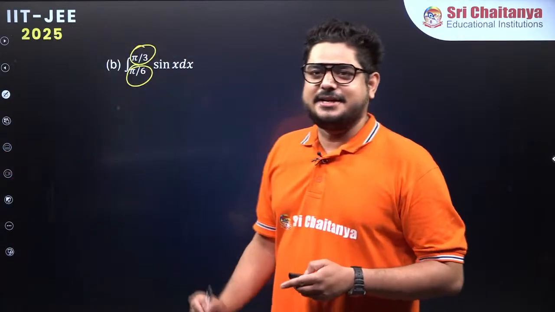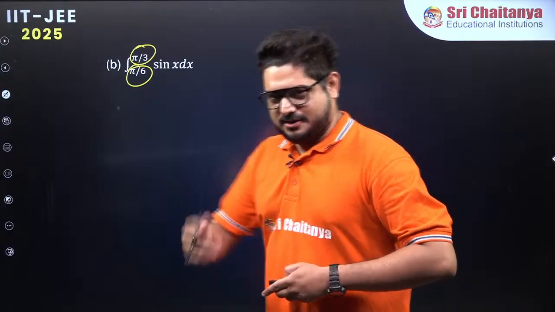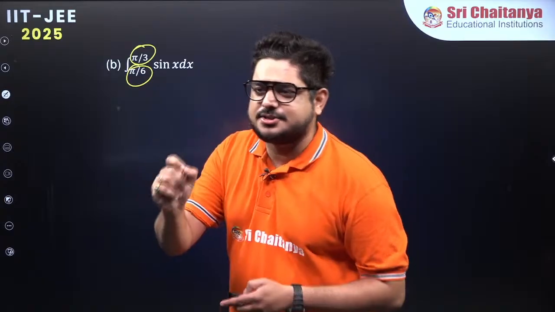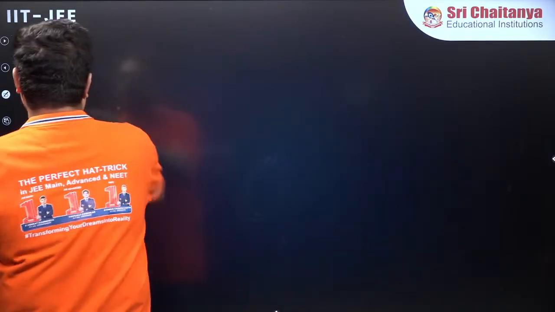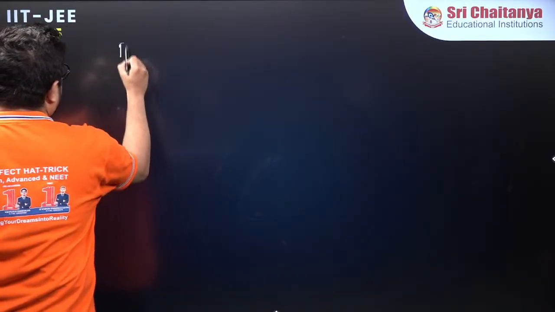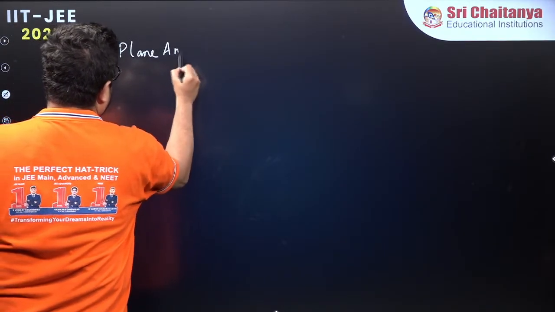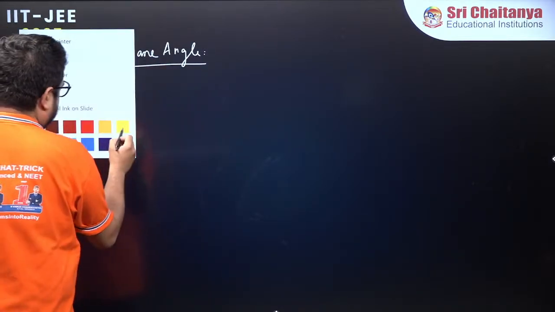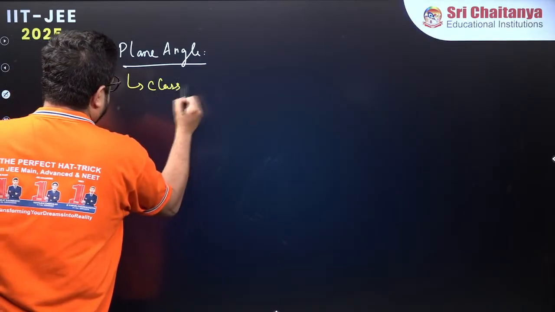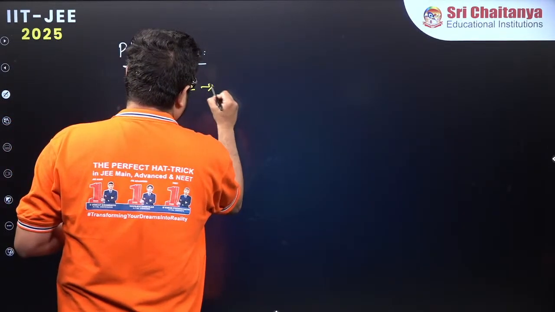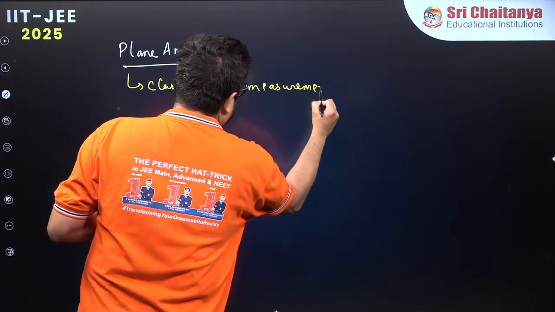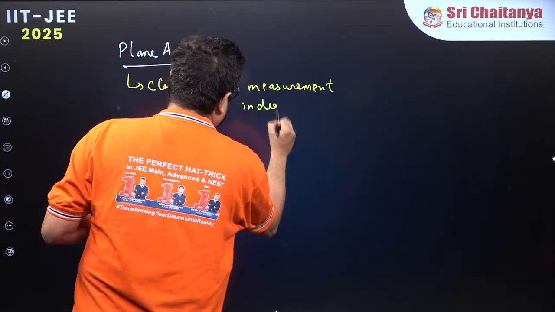The limits of the integral are pi by 3 and pi by 6. So let's try to assure you guys with the concept of radians. These are angles in radians. So what needs to be done over here? You can write down that we are going to be discussing plane angle. Let's try to discuss this plane angle first. Till class 10th, everyone, you people are aware that angle measurement is done in degrees, isn't it?